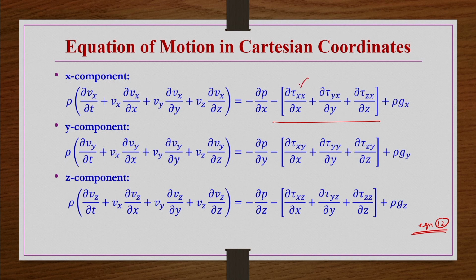What are these components for Newton's law of viscosity? We should have that information, so they are also available in standard textbooks. Tau xx, tau yy, tau zz are nothing but the normal viscous stresses for Newtonian fluids, but they are extra stresses for non-Newtonian fluids. Okay. So, what they are, that we have to know.